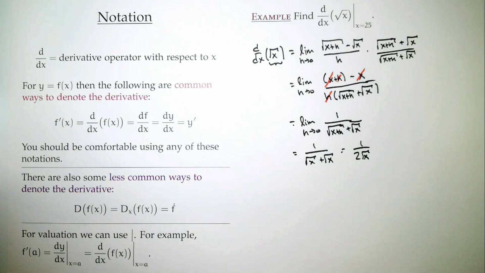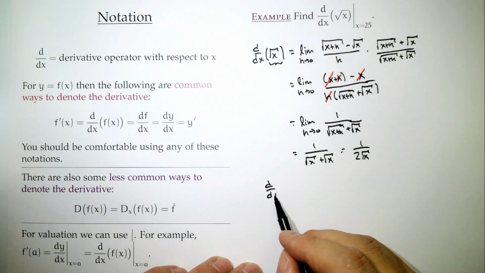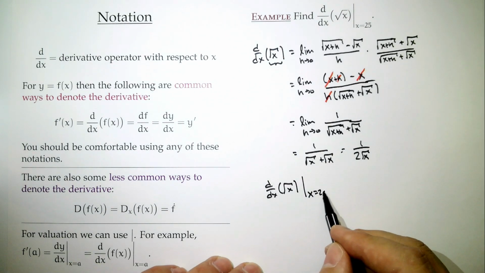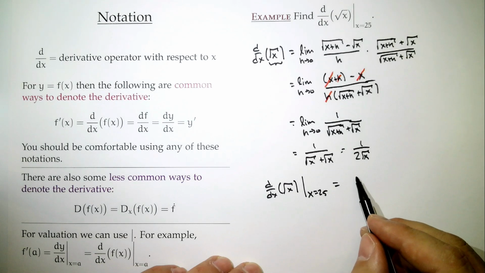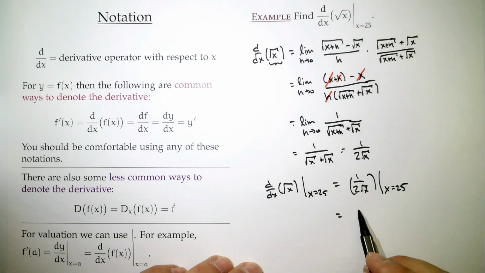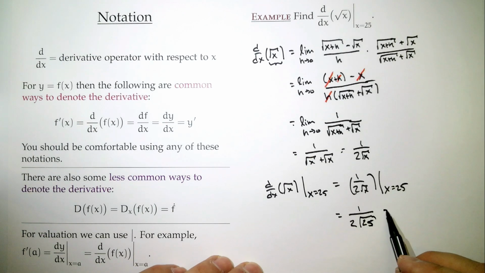But remember, I didn't want to just take the derivative, I wanted to evaluate it. And therefore, I could say, look, the derivative of square root of x, evaluated at x equals 25, is the same as 1 over 2 square root of x, evaluated at x equals 25. So that would be 1 over 2 times the square root of 25, and square root of 25 is 5, so that leaves us with 1/10. And that's the answer.